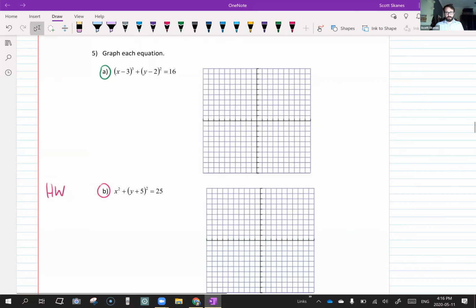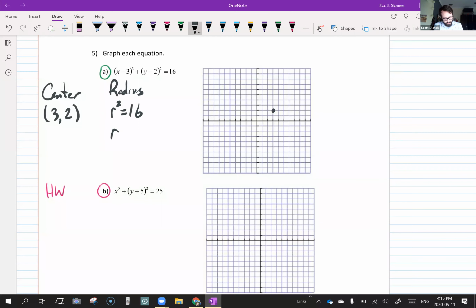Finally, I'm just going to do one of these graphs because it's kind of what we just did. Graph each equation. Okay. Center. What is it? Center is 3 and 2. I'll write that. There's my center. Hello, center. How are you doing today? I'm good. How are you? I'm good. Thank you for asking. Okay. Radius. What is it? R squared is 16, so R must be 4.